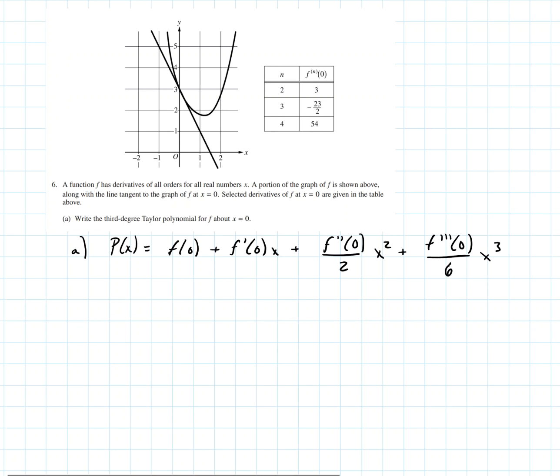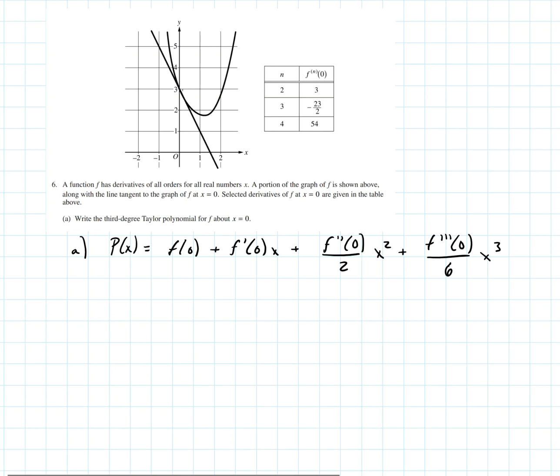And we're given all the information that we need within this problem. We can see that f of 0 is just going to be 3. It's the point on this curve where it intersects the y-axis. And we can see that f prime of 0 is going to be the slope of the line tangent to f at x equals 0, which, using some simple math, we can see goes down 2 and over 1, for a slope of negative 2.